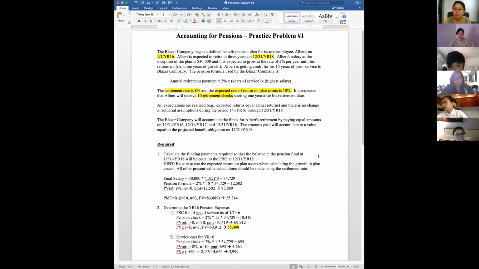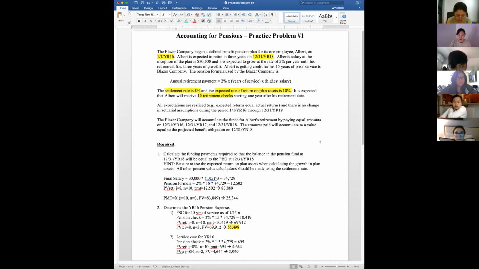All right, so Albert is still working. At the beginning of year 16, the company is adopting the pension plan. For the past 15 years, Albert worked for the company. The company calculates the prior service cost and puts it into OCI at the beginning of year 16, and then amortizes it for the remaining service years, which is 3 years.